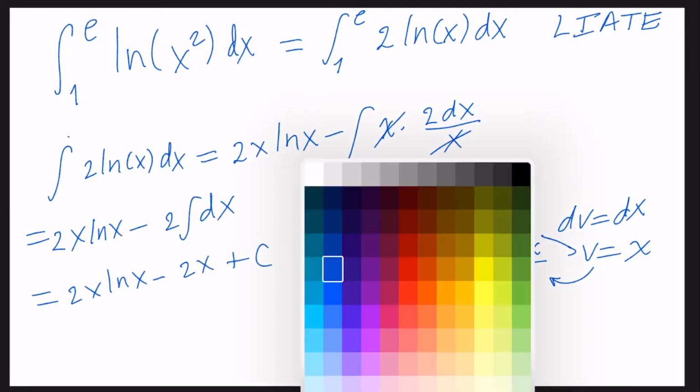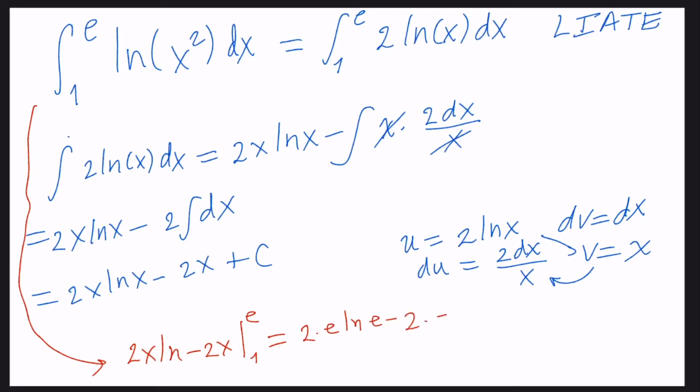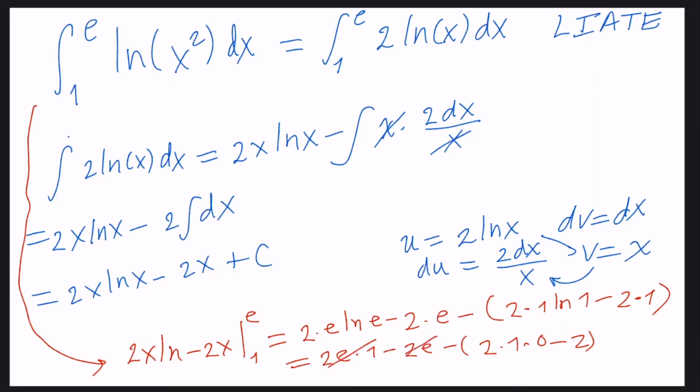Now with this in mind, we can evaluate the integral that we require. I will do a kind of arrow. Then we only require to calculate the value at the limits of integration. This is 2 times e natural logarithm of e minus 2 times e, minus 2 times 1 natural logarithm of 1 minus 2 times 1. Okay, this is 2e times 1 minus 2e, minus 2 times 1 times 0 minus 2. Okay, it reduces with each other. This is equal to 0. Then the final result is that this integral is equal to 2.